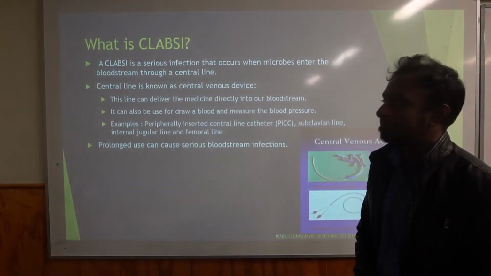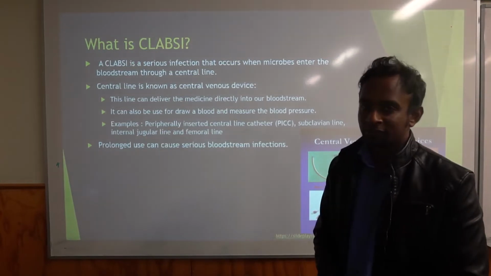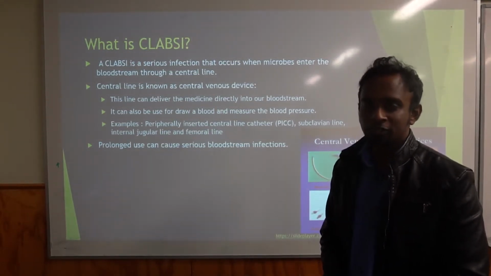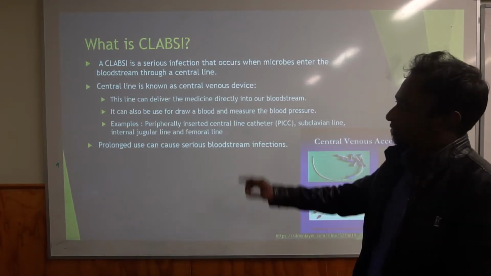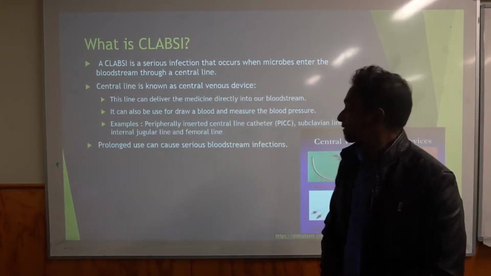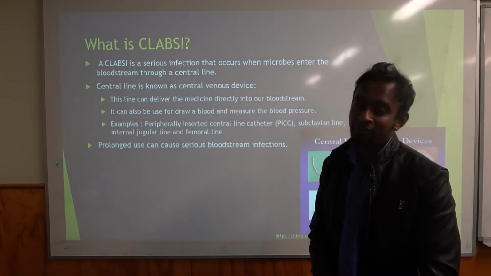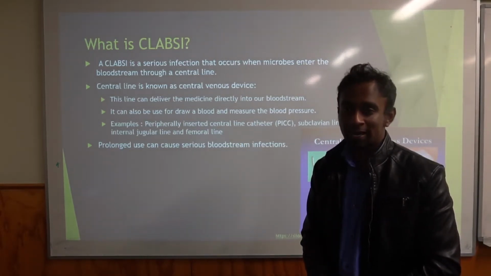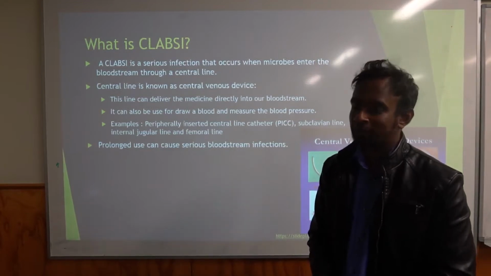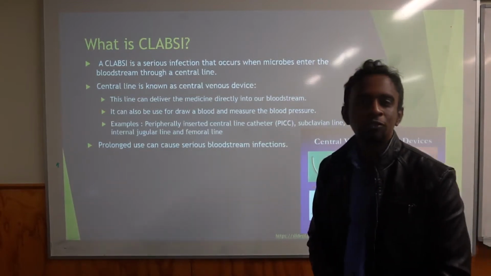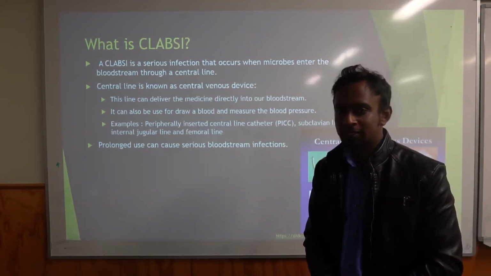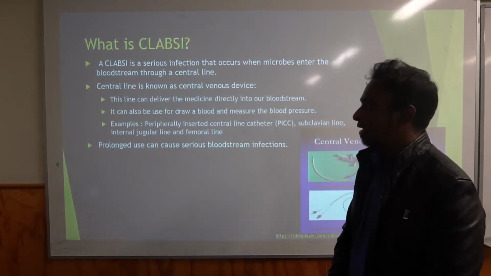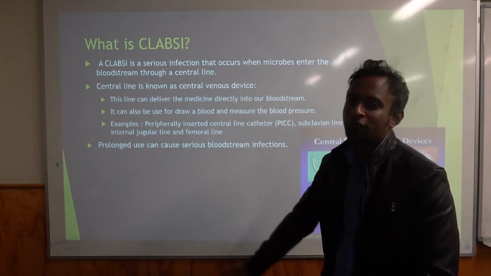What is CLABSI? A CLABSI is a serious infection when microbes enter our bloodstream through a central line. A central line is known as a central venous device or central venous catheter. This line can deliver medicine directly into the patient's bloodstream. It can also be used to draw blood, and sometimes it can be helpful to monitor blood pressure in the ICU setup.